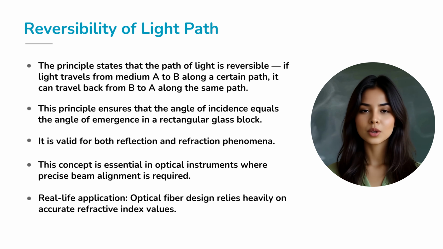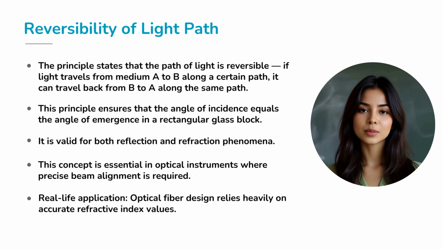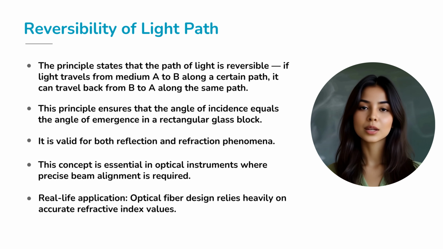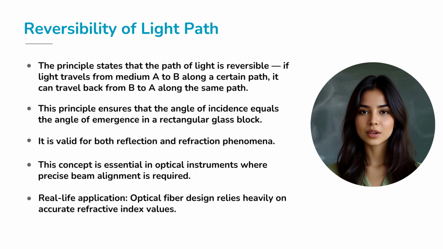Light has a neat little trick. It obeys the principle of reversibility. This means that if light can travel from medium A to medium B along a certain path, it can also travel back from B to A along exactly the same path. In a rectangular glass block, this principle ensures that the angle at which the light enters equals the angle at which it finally emerges. It's true for both reflection and refraction, and it's the reason optical instruments can be aligned with such high precision. Next time you see a laser beam passing through a transparent block and coming out parallel to where it went in, remember, reversibility is at work.